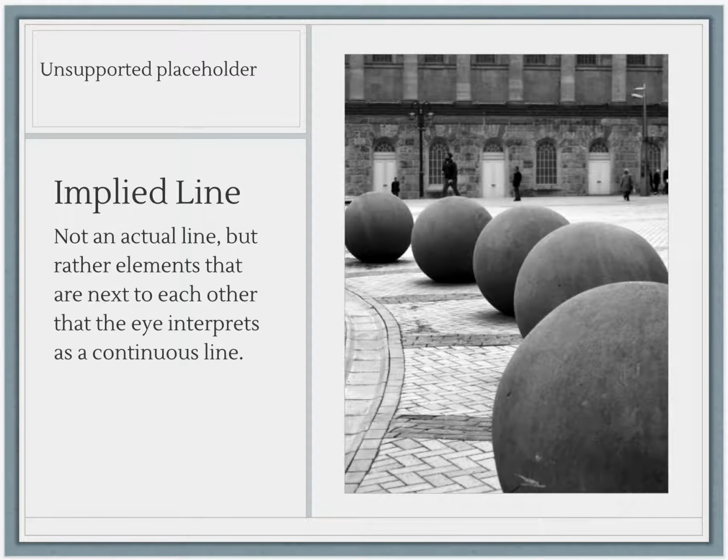Now we have a special kind of line, which is called an implied line, and this is not an actual line, but elements that are next to each other that our eye interprets as a continuous line. So here we have all of these spheres lined up on the sidewalk, and our eye interprets this as kind of a curving line. Other implied lines that we have are if we point at something, like if you point, you are creating a line from the end of your fingertip to that thing that you are pointing at. That can also create an implied line.